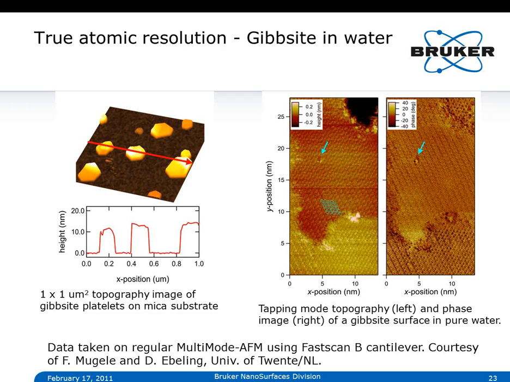And on the left we see here a 1x1 micron overview in fluids of that sample. You can see it forms these platelets on a mica surface. They're about 10 nanometers in height. And most people were happy with getting an image like that. But what these guys did now is like, hey, let's see how far we can push it. And that's shown on the right side. And what you see here is an atomically resolved image of the surface of these Gibbsite platelets. You see the topographic information on the left and the phase image on the right side.